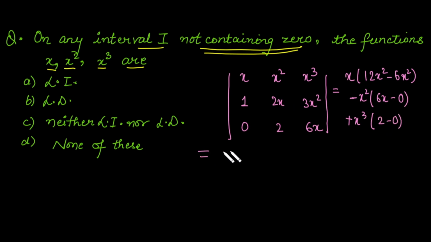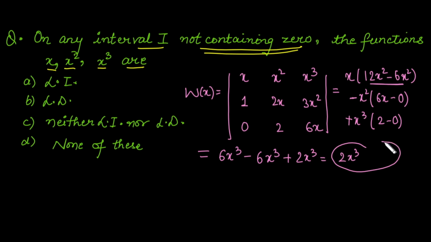Simplify this, we have 6x square into x, that is 6x cube, minus x square into 6x is 6 into x cube, plus twice of x cube. So this further is equal to twice of x cube. So this is the value of the Wronskian. So the Wronskian in this case is 2x cube.